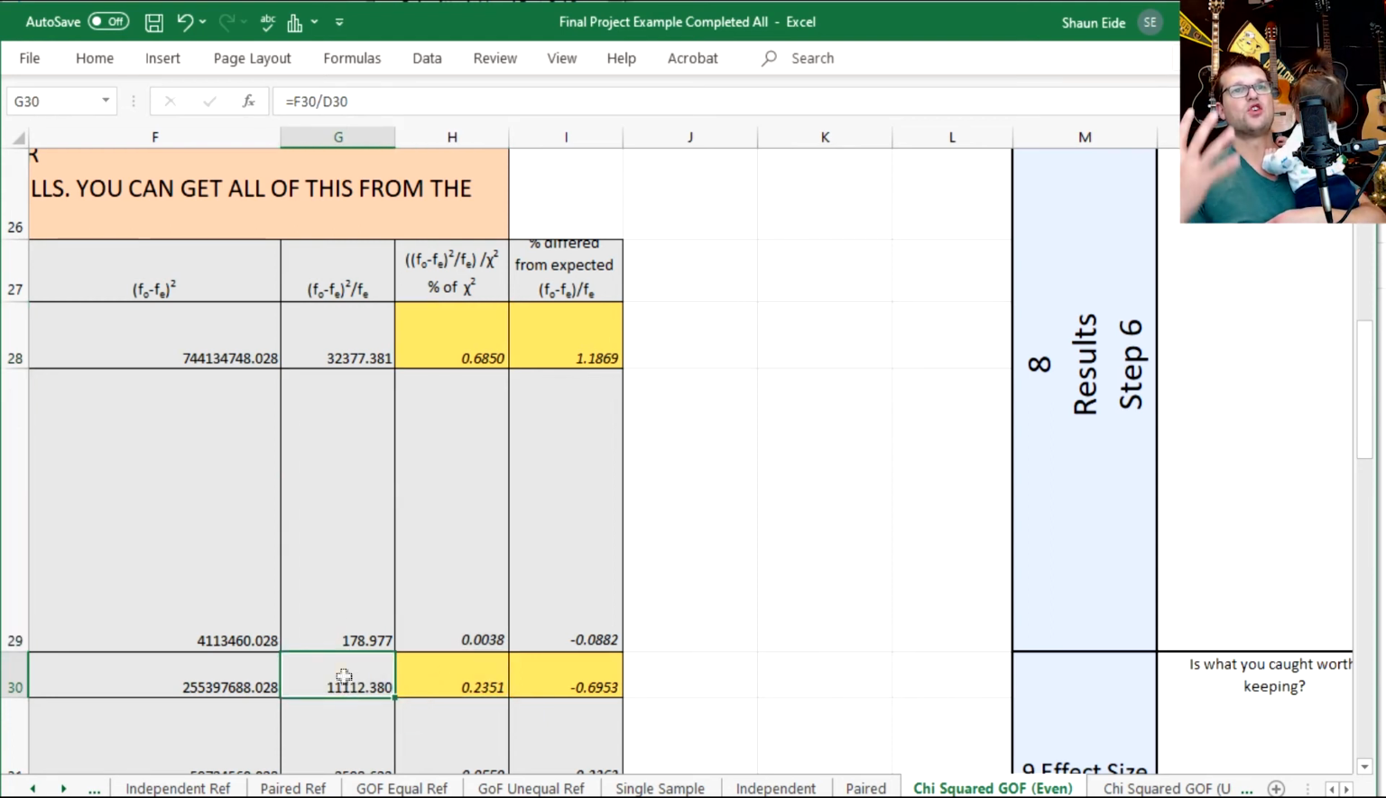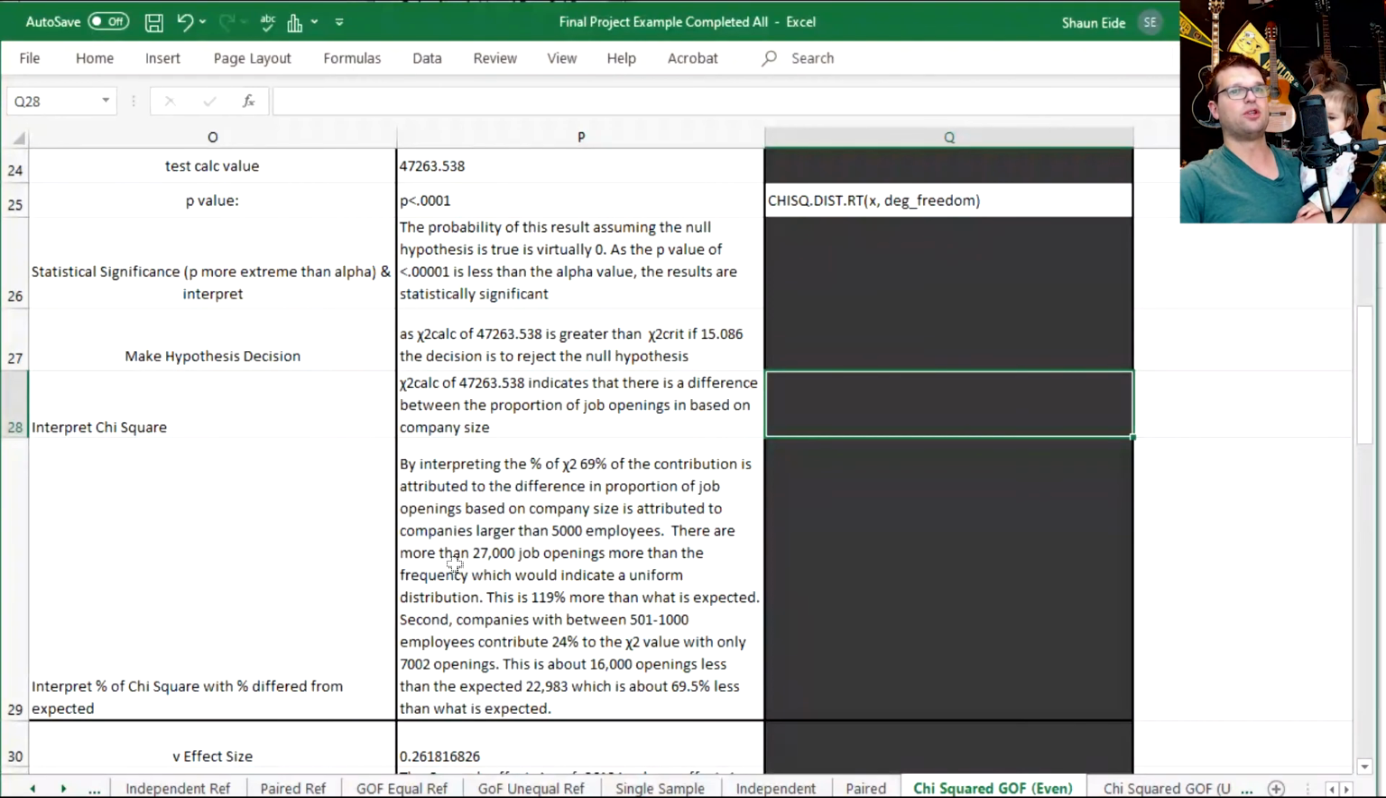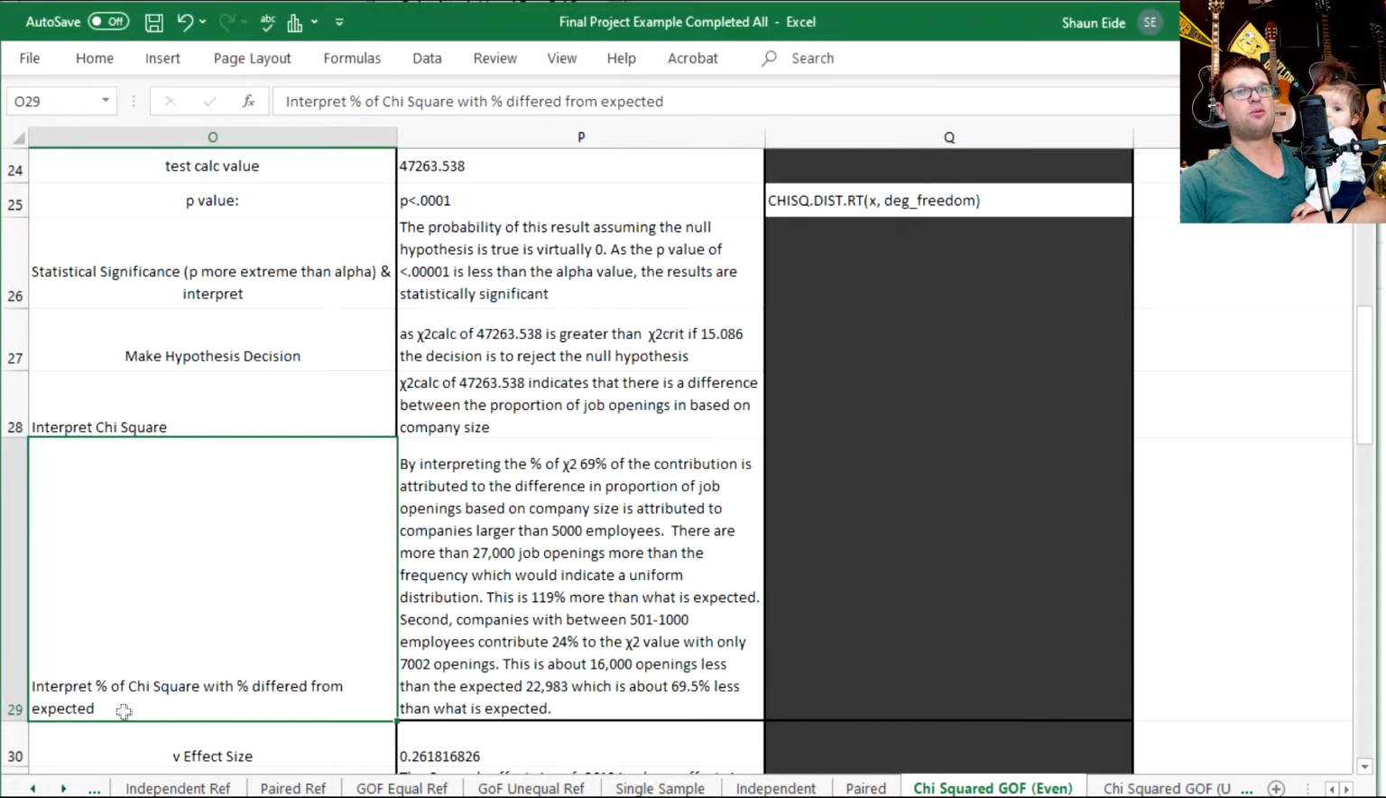It differs by an actual frequency, and then it also differs by a percent. Like I said, this is 69% less than what was expected. This is 118.69% greater than what was expected. And so we've got to interpret that as well. So right in here, interpret the percent chi-squared with the percent differed from expected.